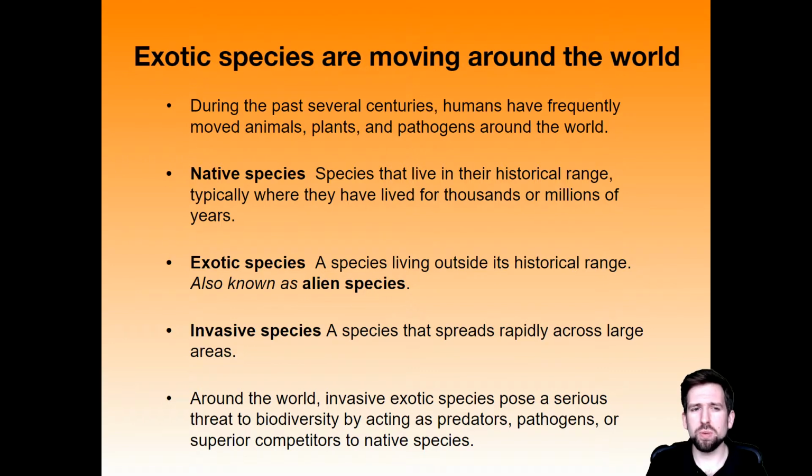Another issue is with exotic species that are moving around. Native species are species that are going to be living in an area for thousands or millions of years, things that have lived in that area for a long time. These exotic species are things then that are moved to these areas, and they are not within what we would consider their historical range, where they've been for a long time. Once it develops in that area, if it takes a large hold, it doesn't really have predators, it can become an invasive species.